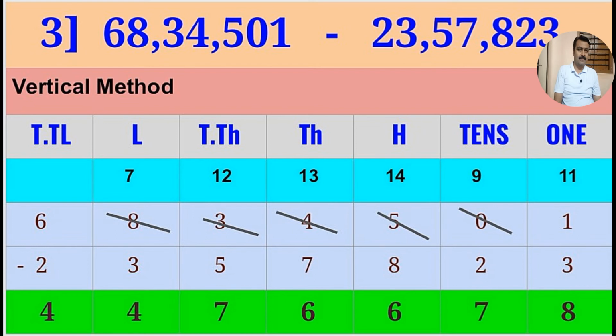Now it is possible here. So 7 minus 3, we got answer as 4. And the last subtraction, that is at 10 lakh place, 6 minus 2, it is again possible, that is 6 minus 2, we get answer as 4.